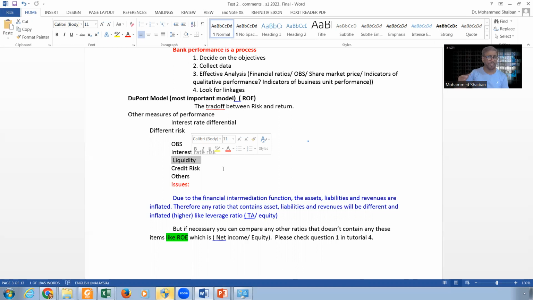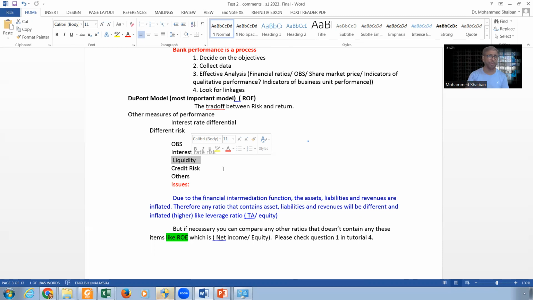Credit risk is just the opposite. For example, when we have non-performing loans over total assets, if this is increasing, the credit risk is increasing. So it's not good. But when we see the credit risk going down, it's better. So you have to understand how to interpret those ratios.